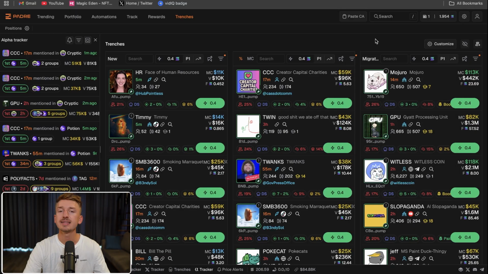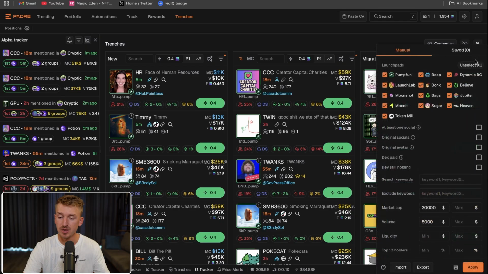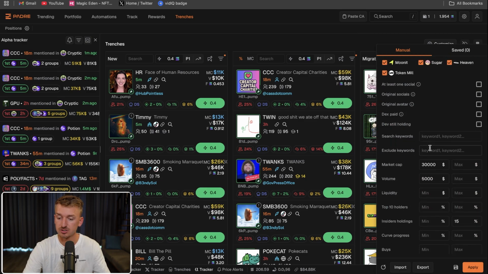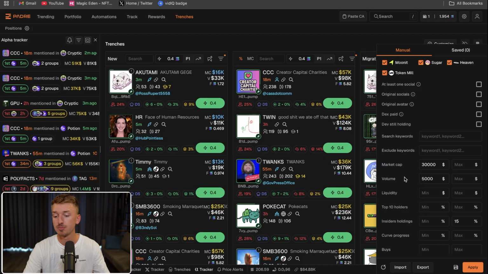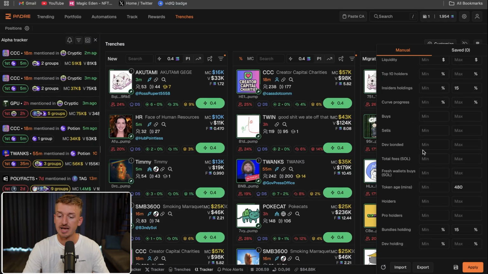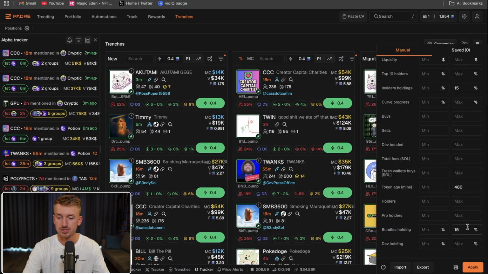And then when it comes to the migrated tokens, it's not as important with these filters because they have already migrated. They have kind of shown that they have some potential in them, but you do obviously still want to avoid rugs, etc. So I have a minimum market cap of 30,000 because a lot of projects rug or dump heavily after migrating, so I don't really want to see those tokens. And then I have a minimum of 5,000 in volume. I have a maximum token age of 480 minutes, which is 8 hours, and a maximum of 15% in bundles.